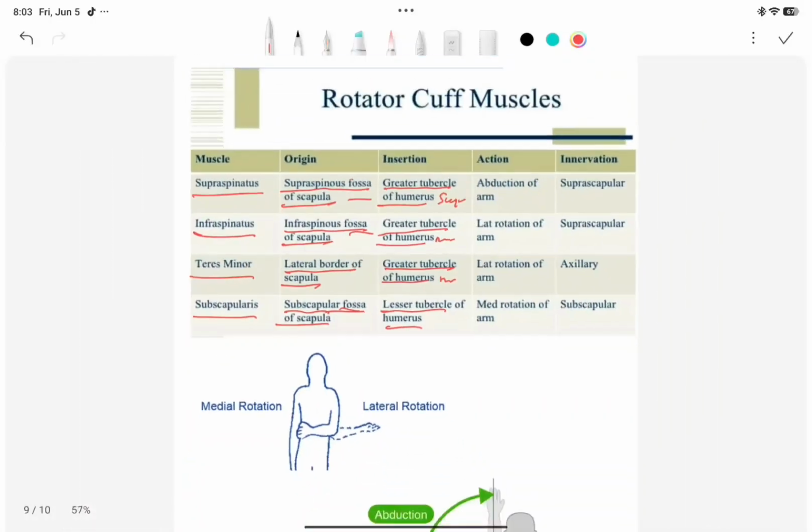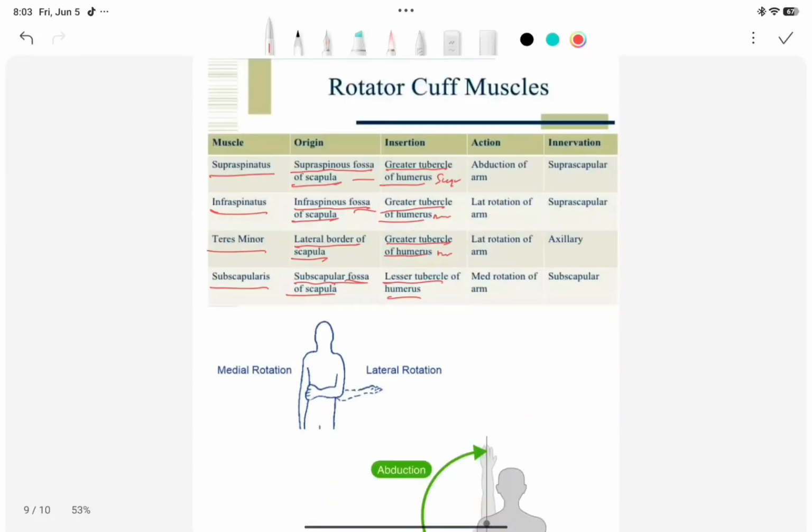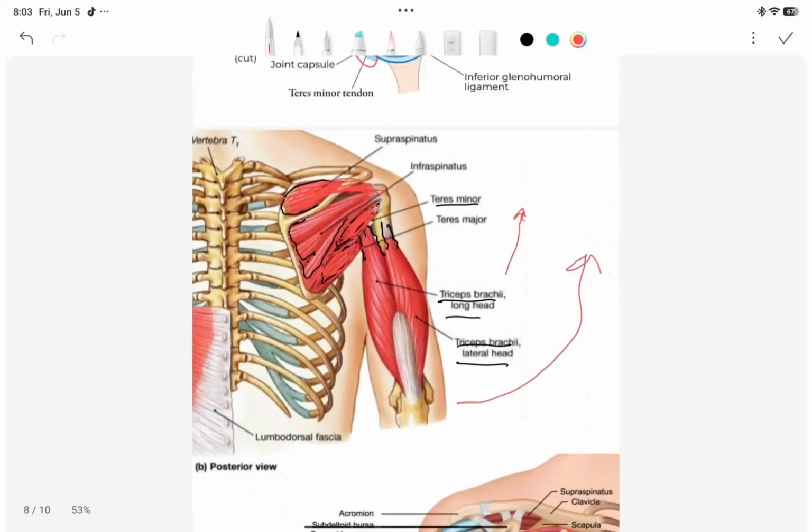As you can see, supraspinatus is present here. When it contracts, it pulls the arm upward. So this helps in abduction of the arm.